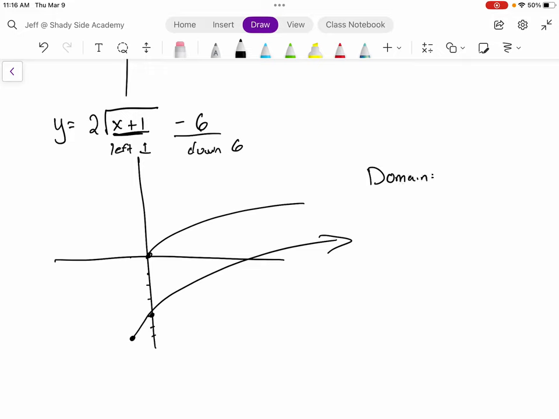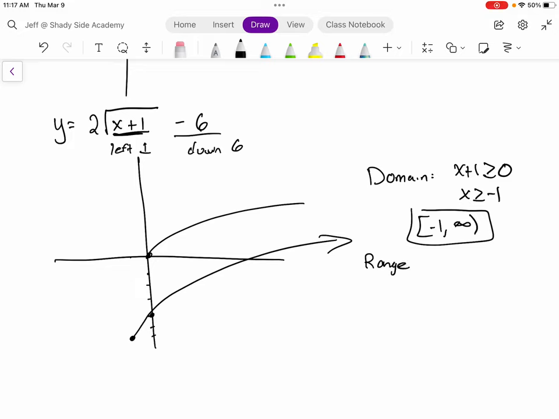So let's talk about the domain of this guy. We know that we want to set x plus 1 greater than or equal to 0 because x plus 1 is under the radical. So that would mean x is greater than or equal to negative 1. And the way we would write that in interval notation is this. Okay, and for the range, we know, right, we started down at negative 6. And so we know we have to go up from there, and we're never going to come back down. So that's sort of simple, right? That's just this guy right here.